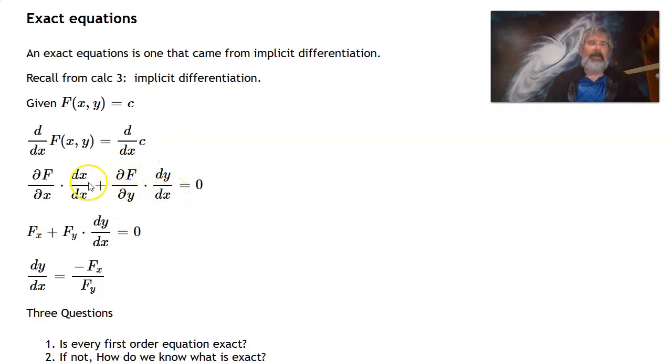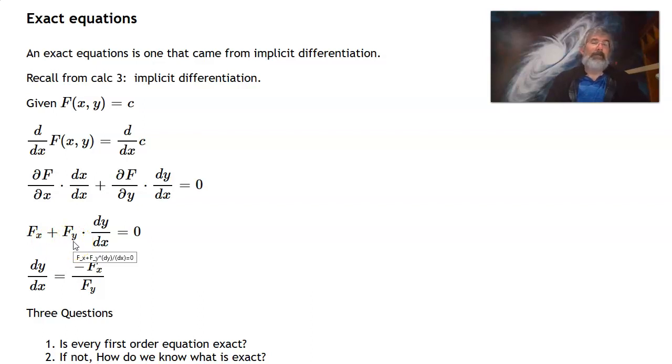Now, this simplifies a little because dx/dx is, of course, just 1. The derivative of x with respect to x is 1, and so that just goes away. That's a 1. And then I'm just using different notation, the subscript notation, f sub x to mean the partial with respect to x, and f sub y is the partial of f with respect to y.